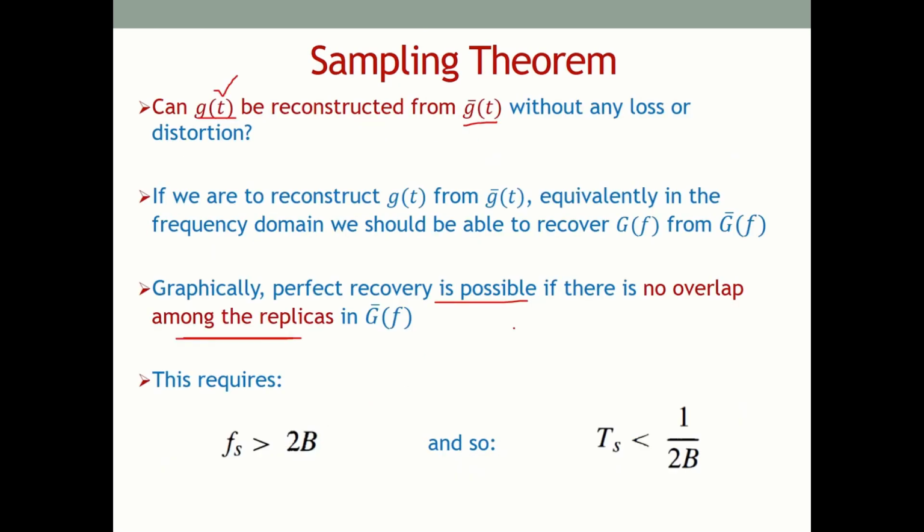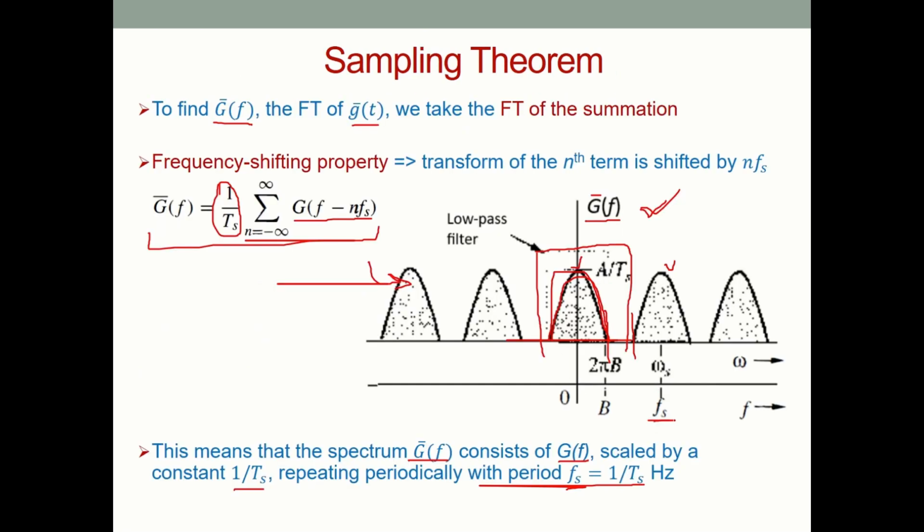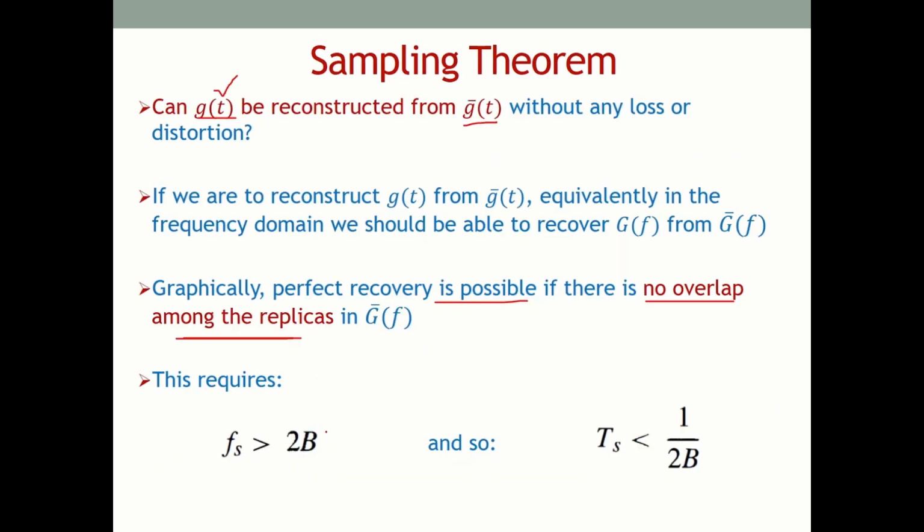So how can this condition of no overlap be satisfied? You can see if this fs is greater than 2B, so this is 1B, this distance, this spectrum width, and this spectrum width is also 1B, so that is equal to 2B. If fs is greater than 2B, then we will have this region where there are no spectral components, and that means we can easily filter this out. So from this spectrum we get this definition that the sampling frequency should be at least greater than twice B.